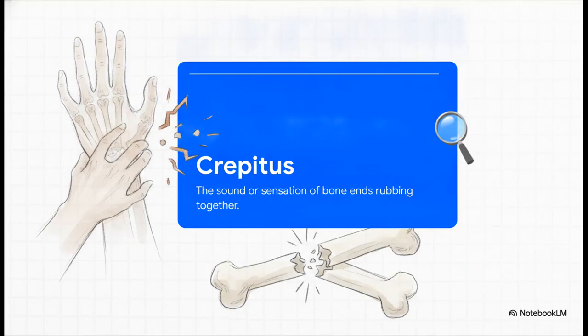Our third essential term is crepitus. Crepitus is the sound or the physical sensation of bone ends rubbing together. I really want you to practically imagine feeling that grinding, gritty sensation right under your hands during a physical trauma assessment, or even hearing that terrible crunching sound. It's kind of an abstract textbook term until you connect it to that visceral reality, which makes it highly memorable when you're on the hunt for hidden fractures.